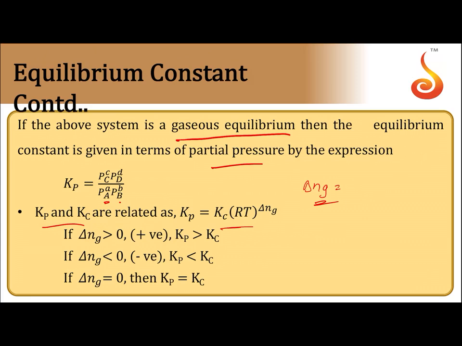Now in this relation, we can understand mathematically that if delta n is greater than 0, then Kp is more than Kc. If delta n is less than 0, then Kp is less than Kc. And if delta n is equal to 0, then Kp must be equal to Kc. This can be understood mathematically from the relation Kp is equal to Kc into RT power delta n, where delta n is the number of moles of gaseous products minus the number of moles of gaseous reactants.